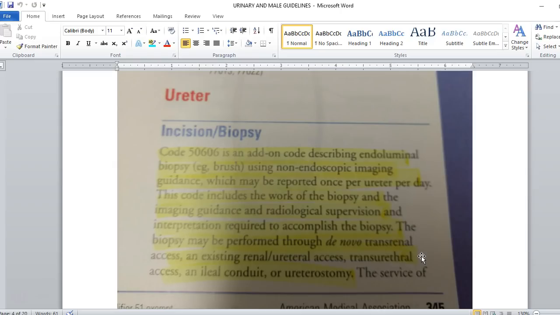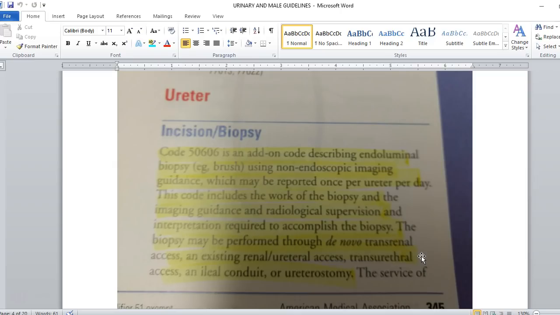As we talked about in digestive and respiratory, if there is already an opening, we can scope into that opening. So that's where we get the existing renal or ureteral access. A ureterostomy and nephrostomy we can scope into. We also can scope in through the urethra and go up into the bladder, then to the ureters. And there's a picture of an ileal conduit on page 348.